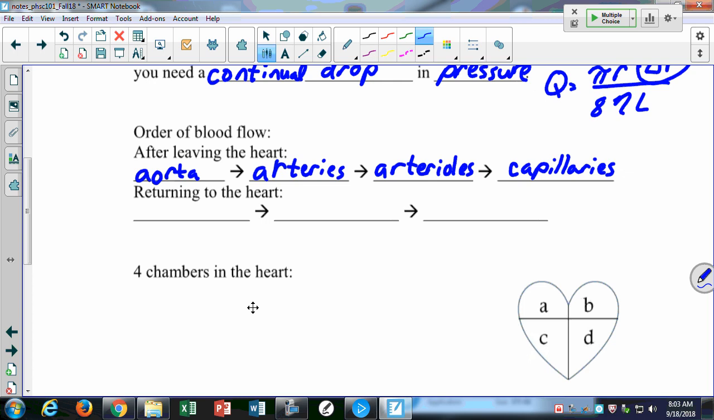All right, and then returning back to the heart, that used blood will go through the venules, the veins, and then the vena cava. Look, and these go from big to small. So this is big. I don't know, probably fit your thumb in the aorta, or maybe your index finger.